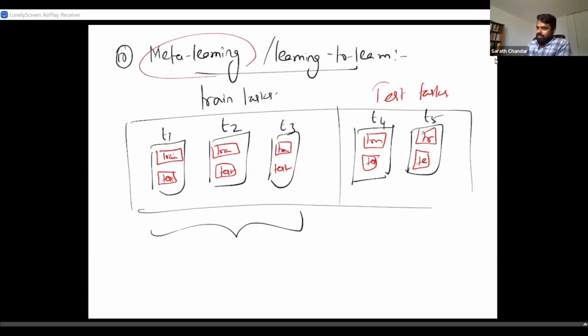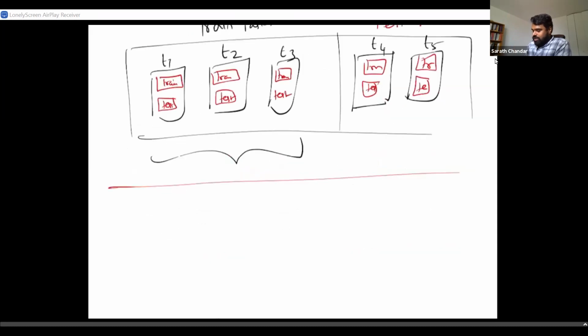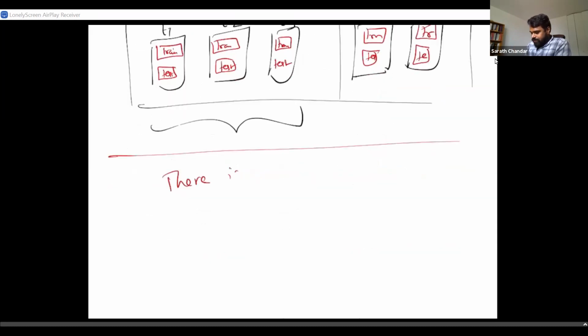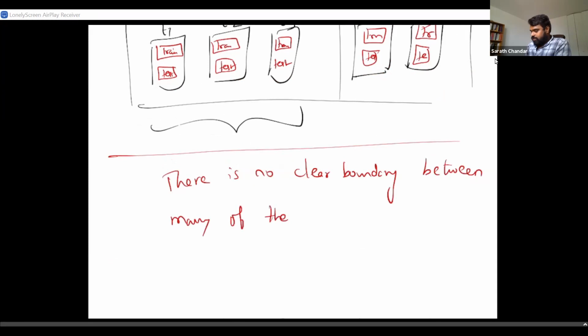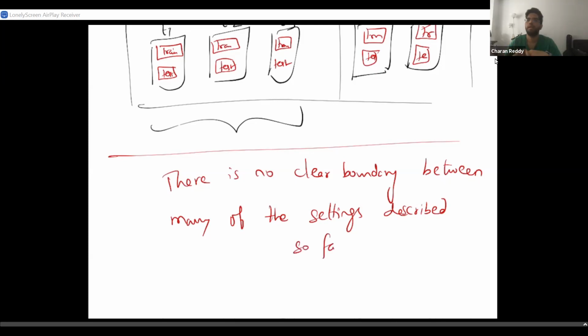Finally, as I mentioned before, there is no clear boundary between many of the settings described so far. Some of them would require some of the other capabilities by default. And Sharath, isn't meta learning usually with a few shot setup only? It need not be.